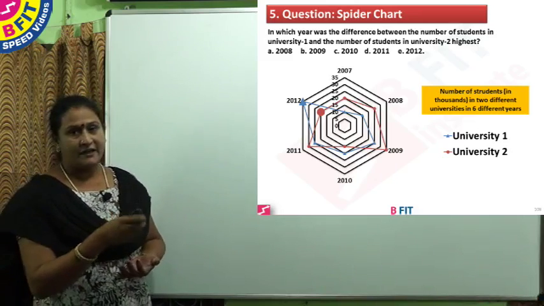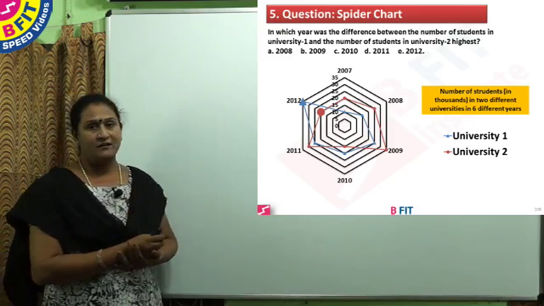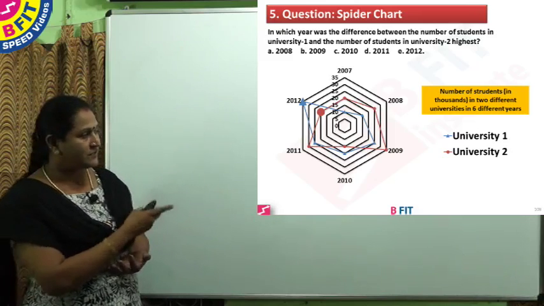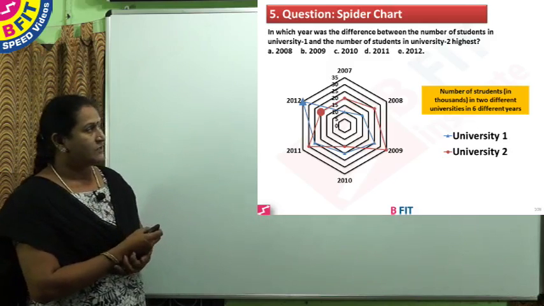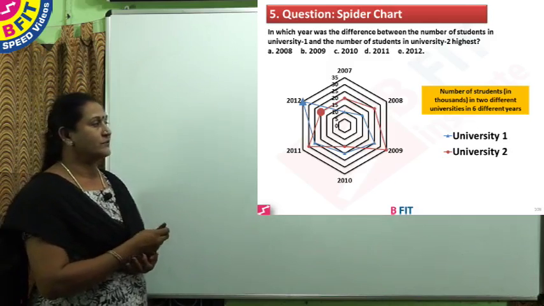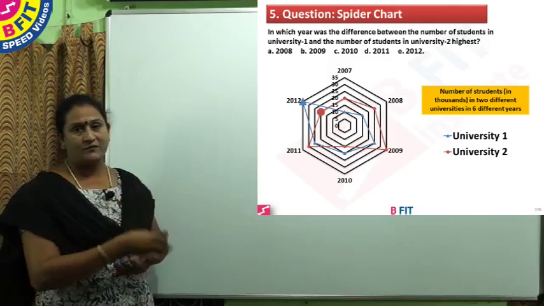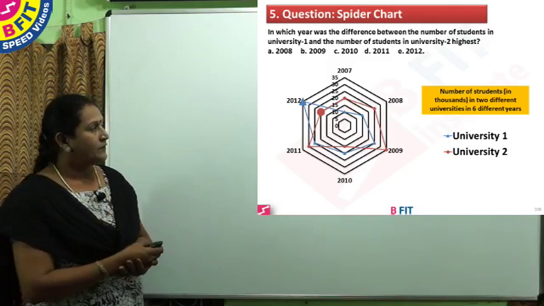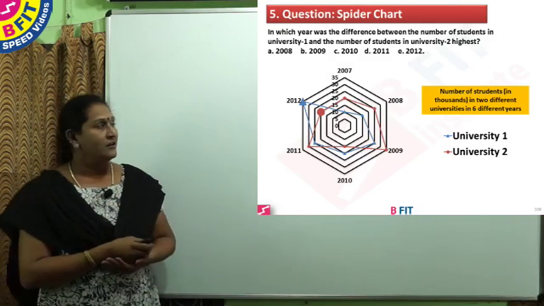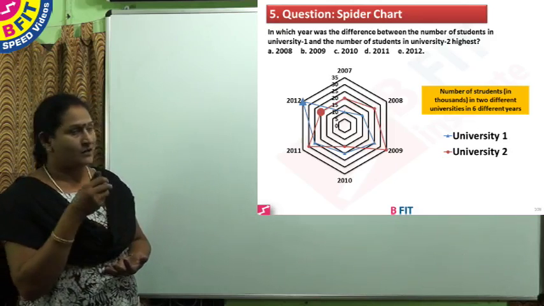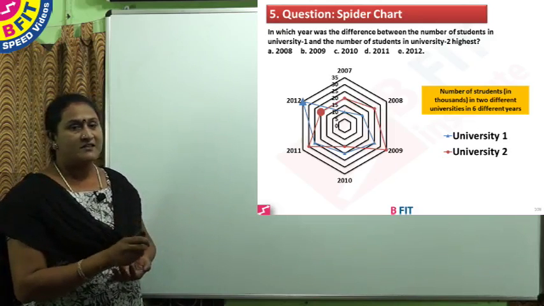For the year 2010, the difference between the two universities is 5,000. For 2011, the difference is again 5,000. So for 2007, 2008 and 2009, we have a difference of 10,000. For 2010 and 2011, the difference is 5,000. But for 2012, what is the difference? That is 15,000. So for which year was the difference the highest? In the year 2012, the difference in the number of students between the two universities is the highest.